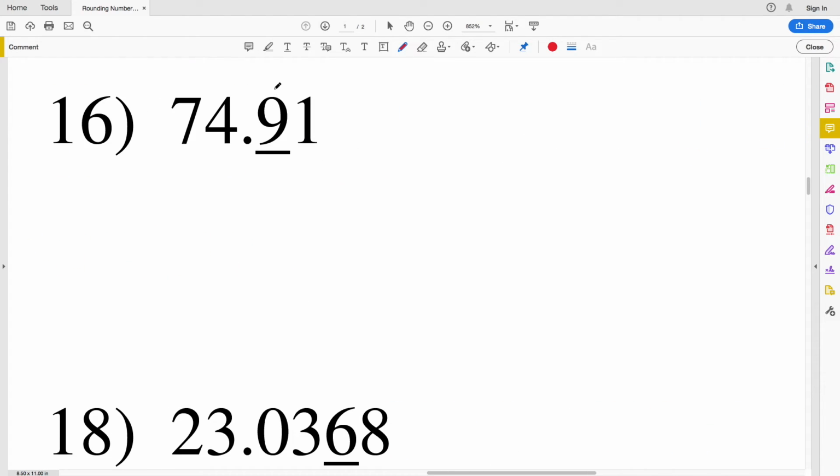And number 16, we're rounding to the nearest tenths. We're looking at that digit to the right of that, so we're looking at the hundredths place. And that's a 1, which is less than 5, so we're keeping the 9 as is. So this will be 74 and 9/10.